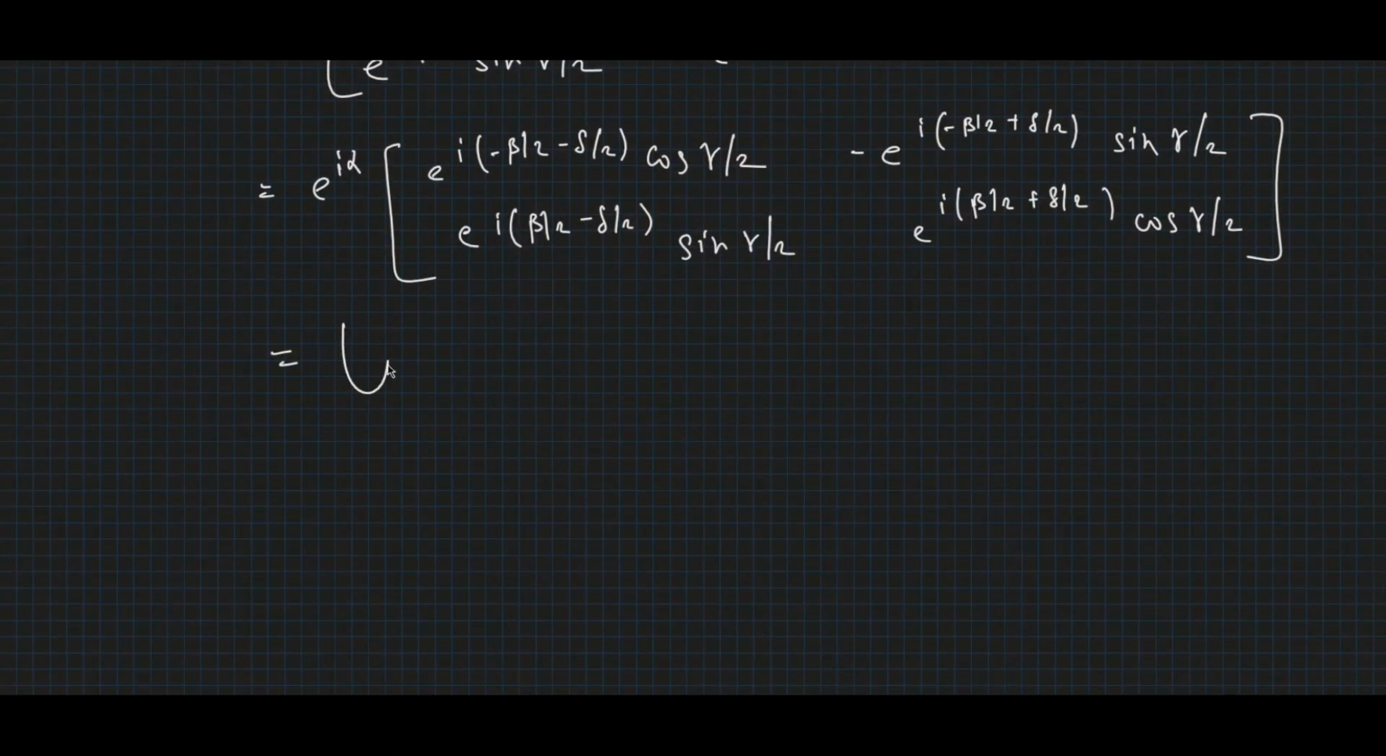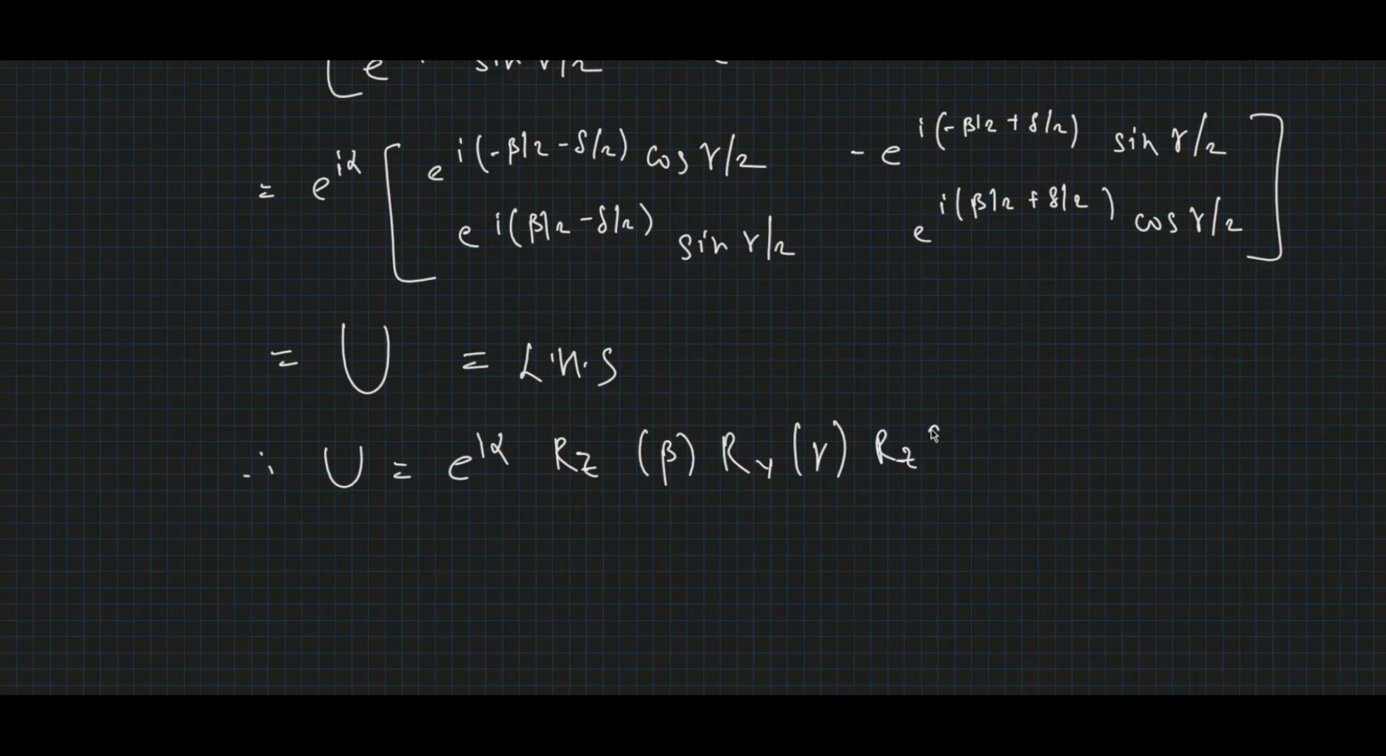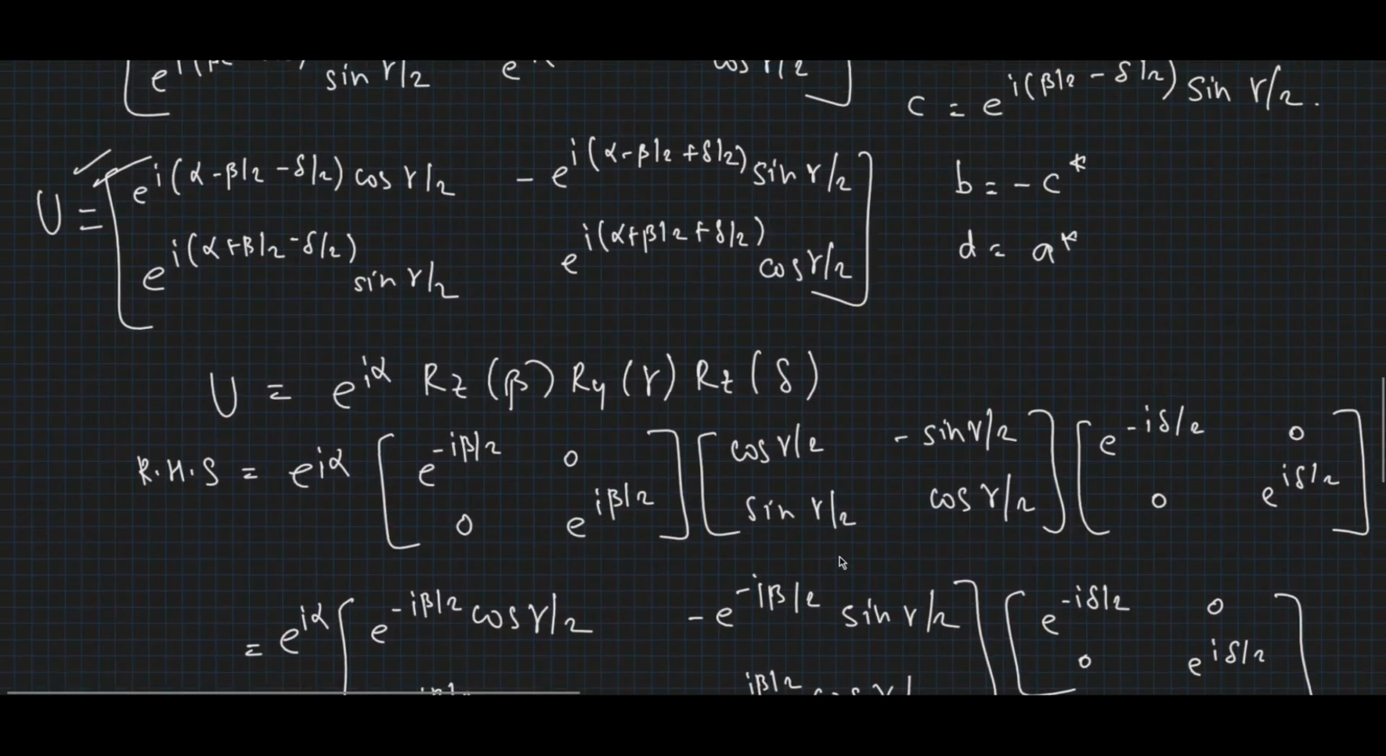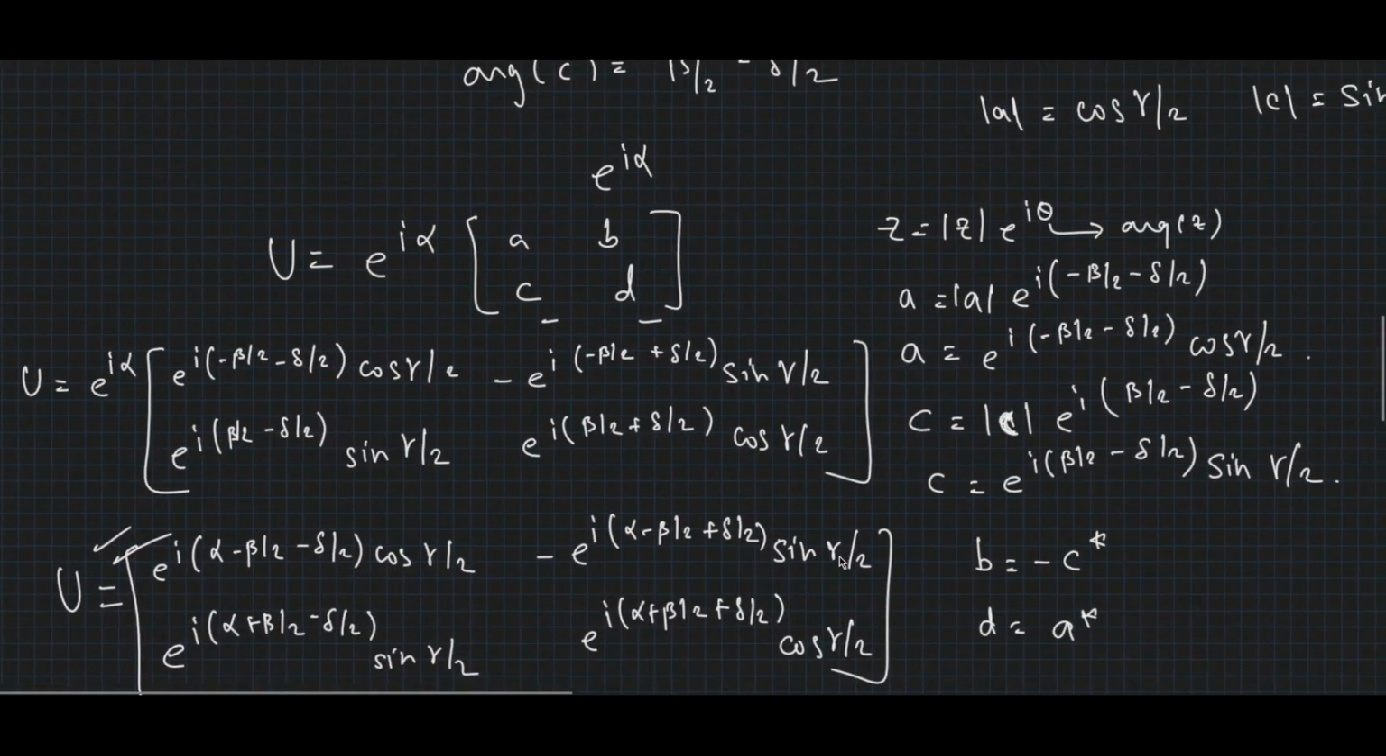So we can say that our RHS is equal to u, which is our LHS, and therefore we can say that u is equal to the decomposition of e raised to i alpha rz of beta ry of gamma and rz of delta. We can also decompose u as an XY decomposition just by replacing rz with rx. So I hope you understood the decomposition of a single qubit represented by a unitary matrix u.